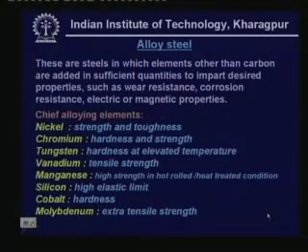What are the chief alloying elements? If you look at the slide, you can see that depending upon the type of alloying elements, the properties of the steel change. Chief alloying elements: nickel imparts strength and toughness. Chromium imparts hardness and strength. Tungsten increases hardness at elevated temperatures.